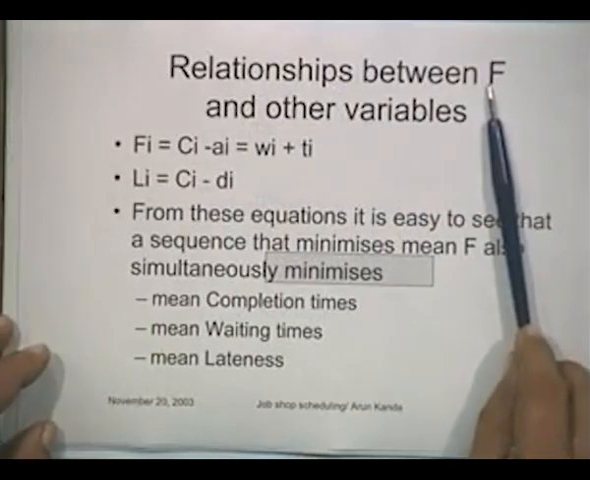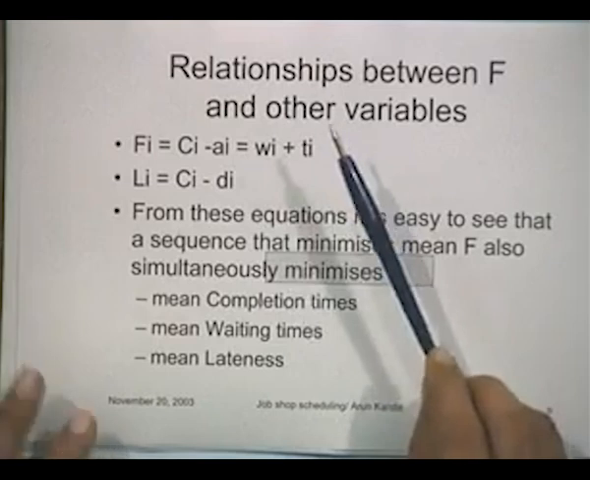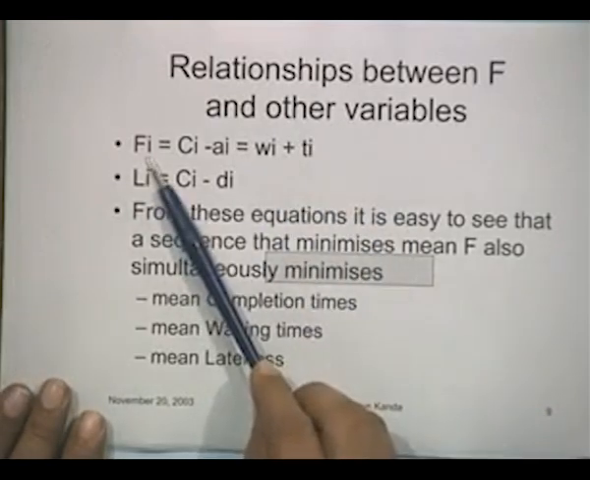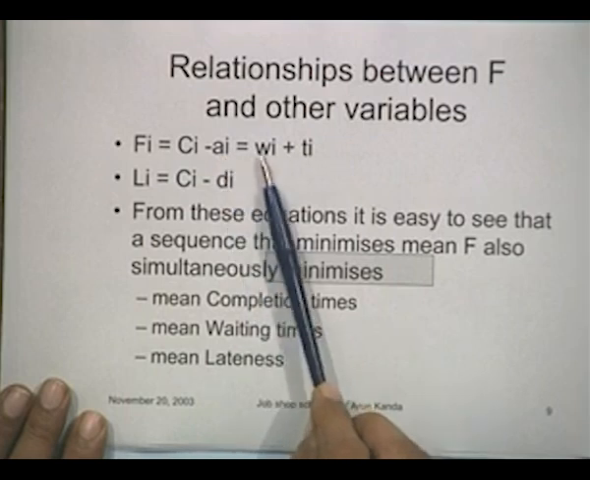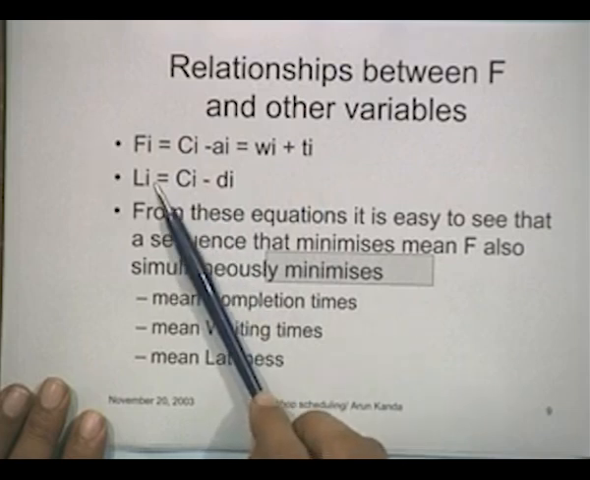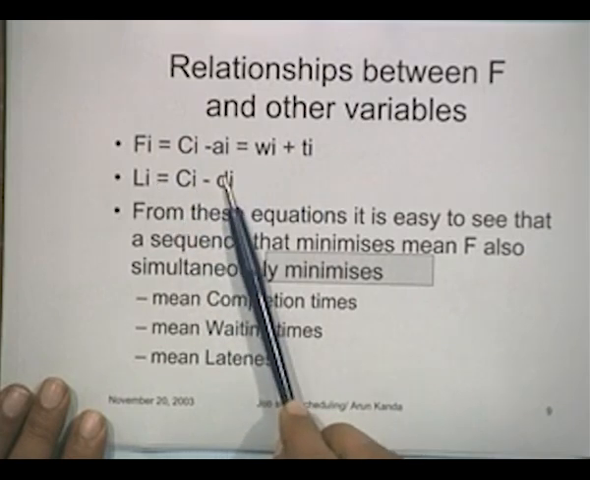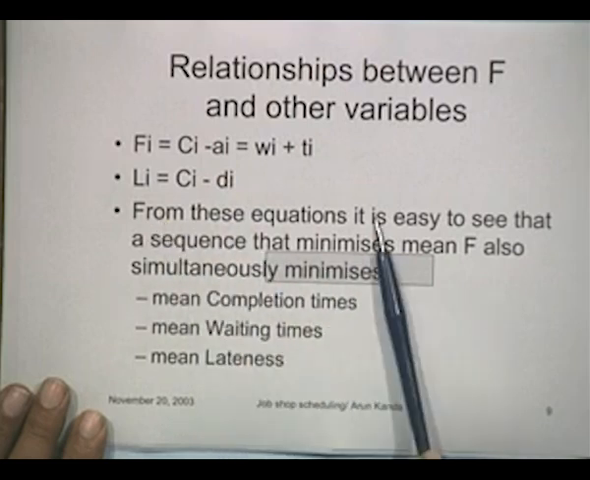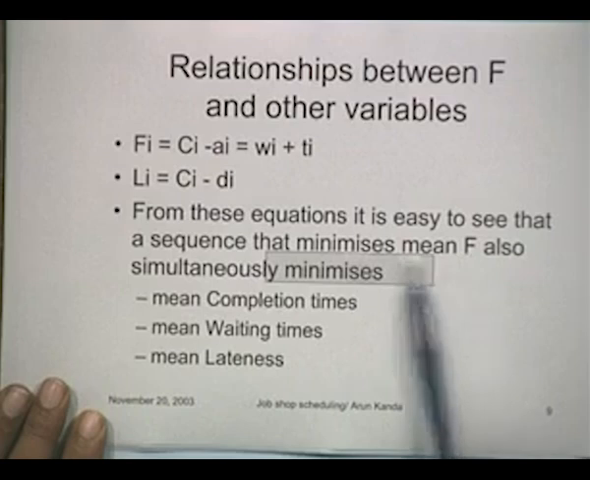Let's try to establish a relationship between the flow time F and other variables. We had proved that the flow time is nothing but the completion time minus the arrival time of a job, and this is equal to the waiting time plus the processing time of the job, and the lateness is nothing but Ci minus Di, that is the completion time minus the due date of the job.